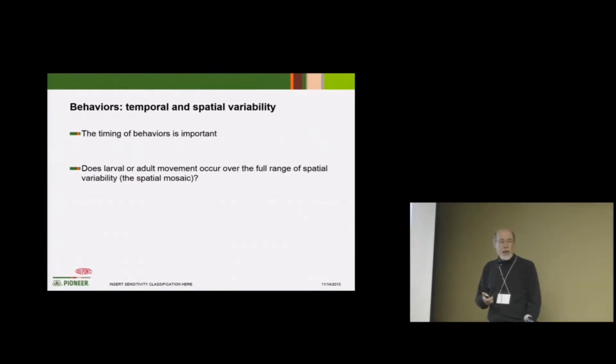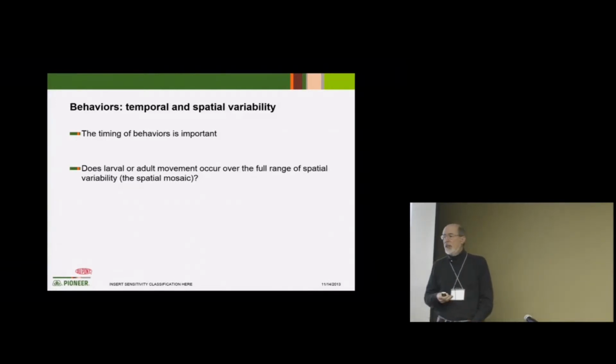And now I want to talk about behaviors. There are so many different behaviors that could obviously be important for evolution of resistance and insect evolution in general. I think we barely scratched the surface in terms of what behaviors might be worth measuring. Timing of a behavior is important, and then also with movement, distance moved is very important.